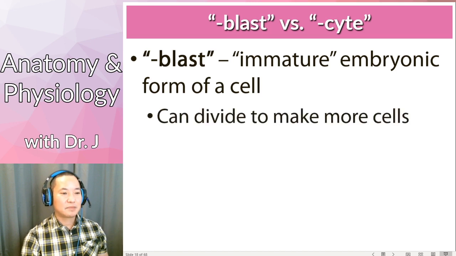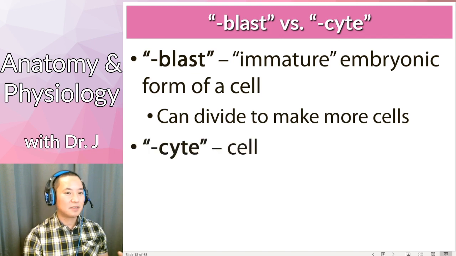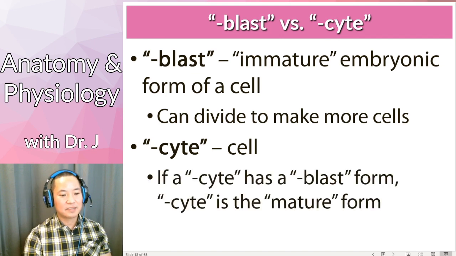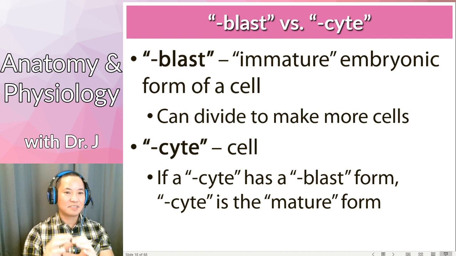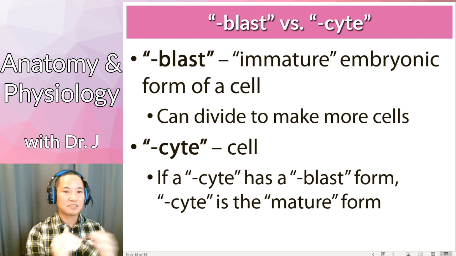Now, the thing is that with fibroblasts, or anything that's a blast, because it's immature and relatively young, these can still undergo mitosis and make more cells. Now, cyte is a common root word and suffix that just means cell. Whenever you see cyte, it's cell. Like cytology, that's the study of cells. But if a cell has a blast form, cyte is the mature form. So when a cell starts as something blast, it ends up as something cyte, and then it's finally mature. So blast always comes before cyte when a cell is aging, maturing, and developing.